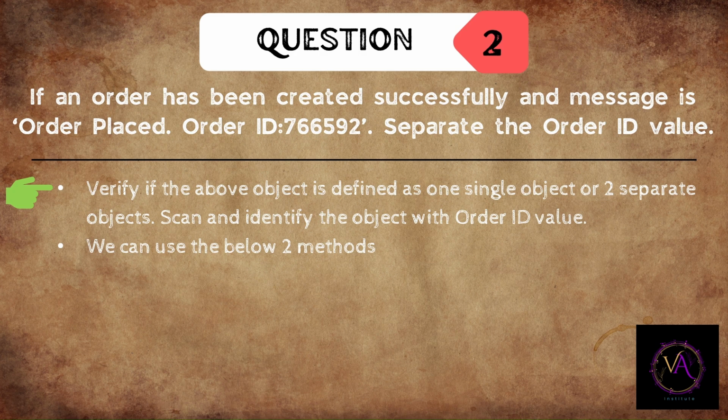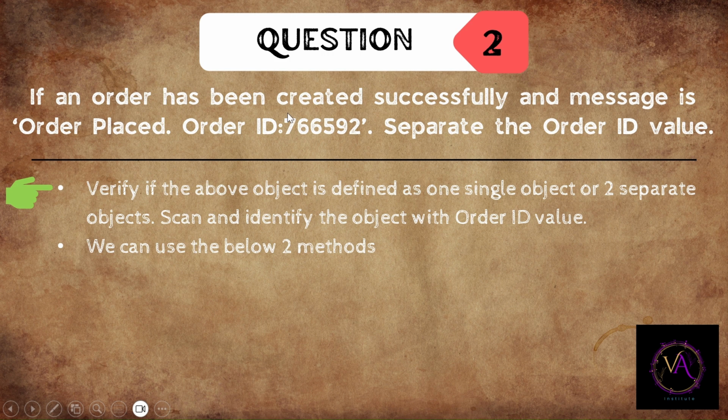So in the test case, we say the action mode is verify, and I say verify if the inner text, or outer text, whichever field it is, of this object is "Order placed. Order ID colon." This number is changeable, right? So as of now, the current order is 766592. Maybe the next order would be 766593, 766594. So this number will change.